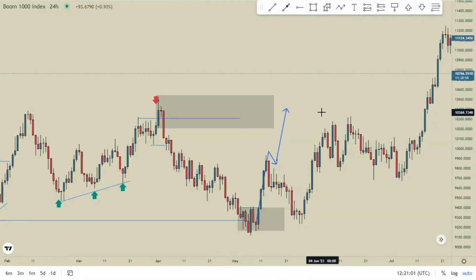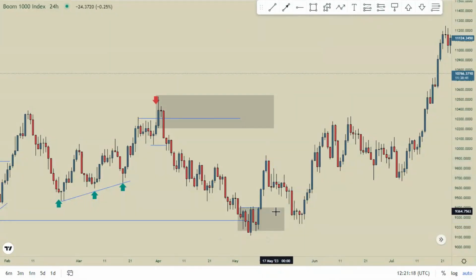That's why when it comes to synthetic indices, I've realized this: when you're using smart money, you're going to have a lot of misses. If you're using pending orders, let's say buy limits and sell limits, you may find that you have a lot of missed entries. But now, this is one of the ways of counteracting that.